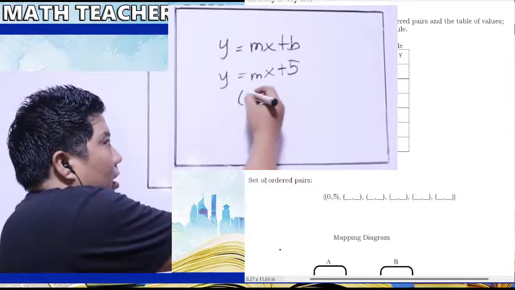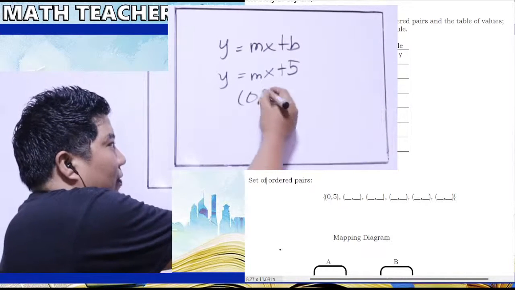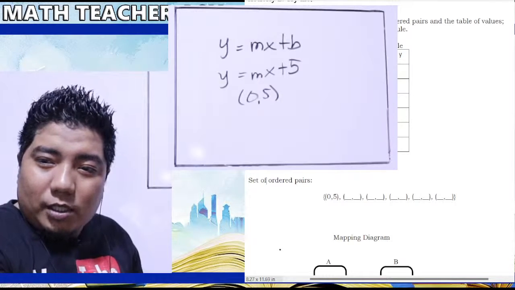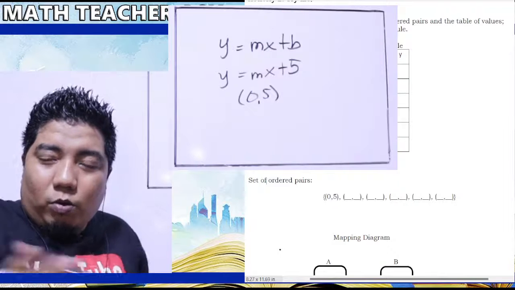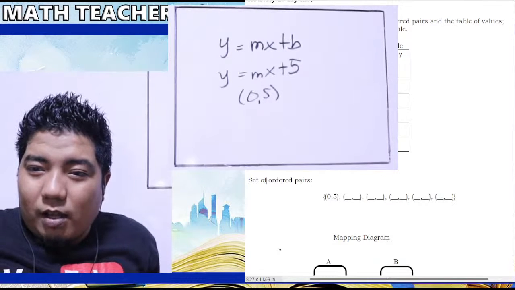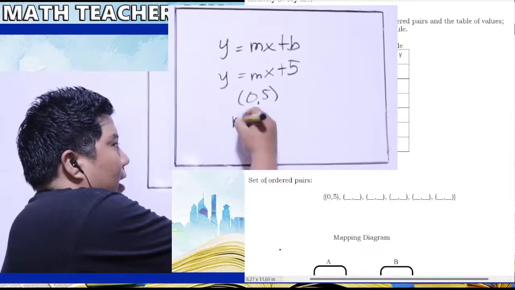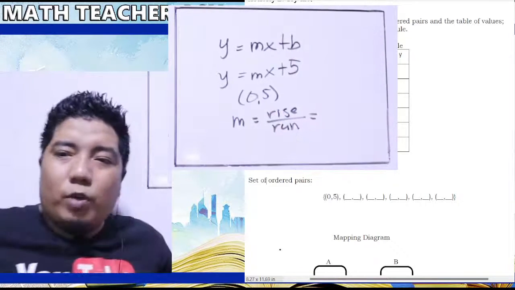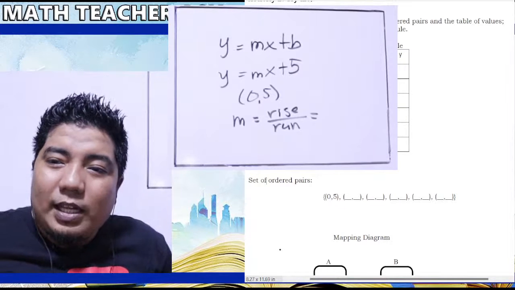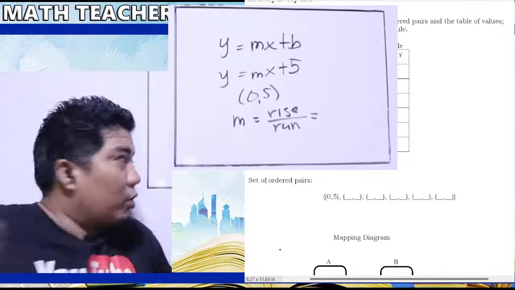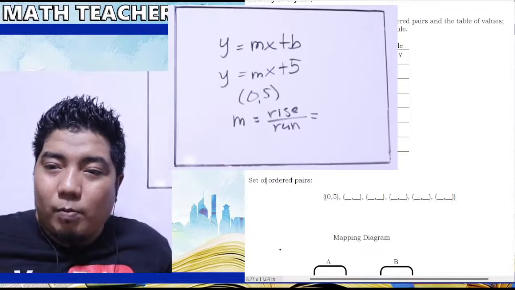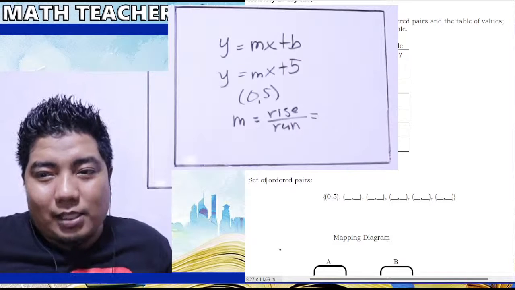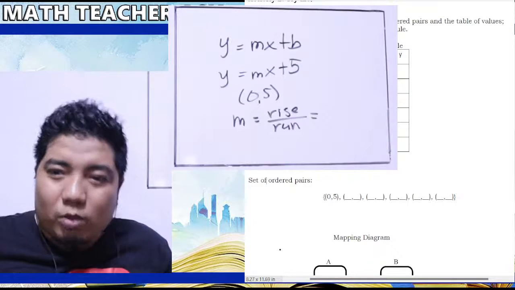So, we have here 0, 5, of course, for the first. And we also have another group here. Pero kung titingnan natin to, rise over run kasi ang m. Okay? M is equal to rise over run. So, if we see the graph, hindi naman nag-rise, right? Bumaba siya. So, bumaba siya ng isa, tumakbo siya ng right side, isa. Bumaba siya ng isa, tumakbo siya ng right side.